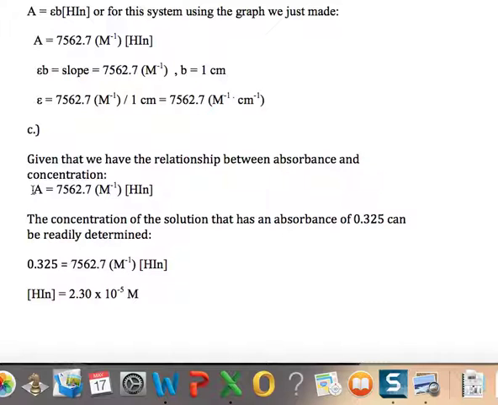So, since absorbance is equal to 7,562.7 reciprocal molarity times concentration of indicator, we can use that equation to find the concentration, in this case 2.3 times 10 to the negative fifth molar, of our unknown solution of which we've measured the absorbance.